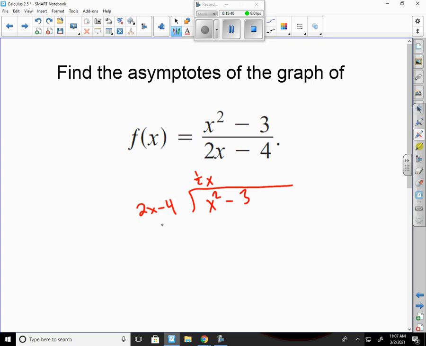Now I multiply 1/2 x by 2x and subtract it. That should give me x squared. If it doesn't, you did something wrong. Half of 2 is 1, x times x is x squared. Then do half x times negative 4. That's going to give me 2x. Flip your sign because we're subtracting. It's going to turn into a plus 2x.